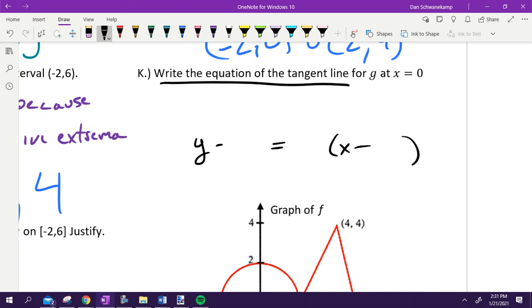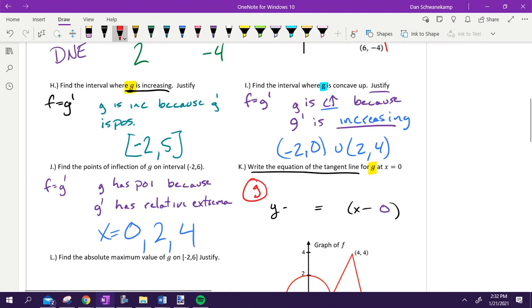What is something that I know about that tangent line? X is 0. And don't forget, the thing that messes everybody up is this idea. This is a tangent line for G. It's a G tangent line. And so what do I need to write an equation of a line? I need a point. I need a slope. So my point, how am I going to find the point that goes with this?